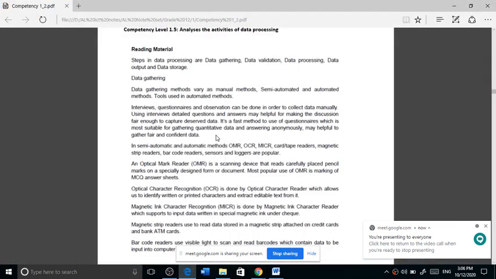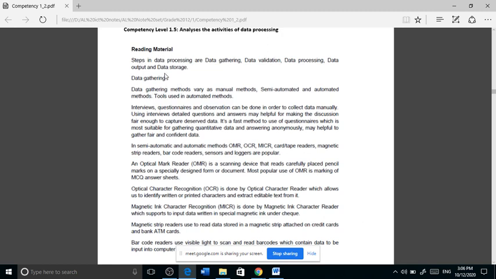Right, so we'll go through one by one. They have given the reading material. Steps in data processing are data gathering, data validation, data processing, data output, and data storage. These are the steps in data processing.